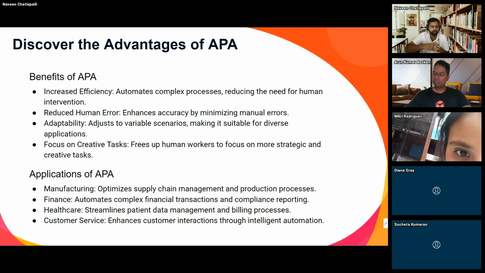Within, we can cut down the development time, but we have to spend a lot of time on how to plan these agentic process automation workflows. So that is a great benefit of using this. And coming to the applications, we can see applications in manufacturing, finance, healthcare, and customer service.